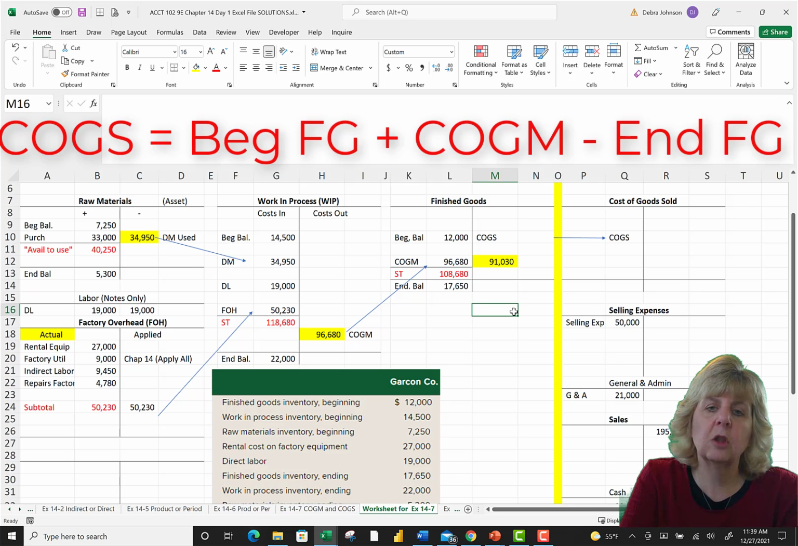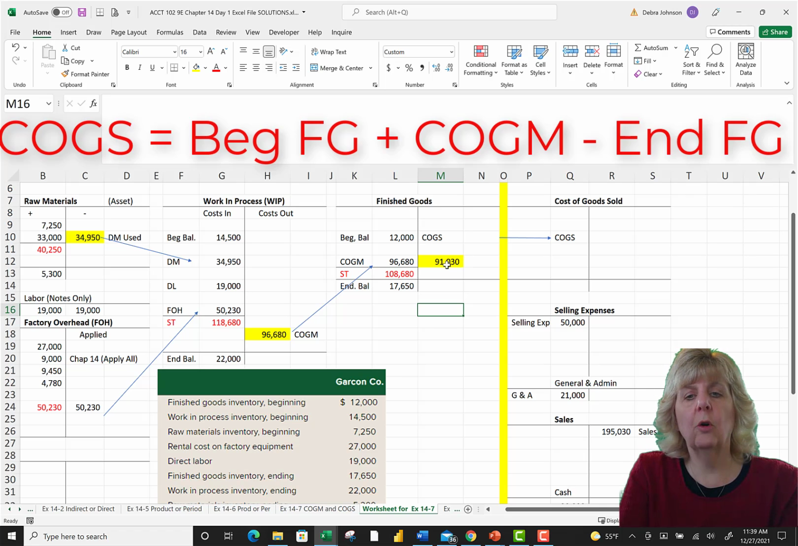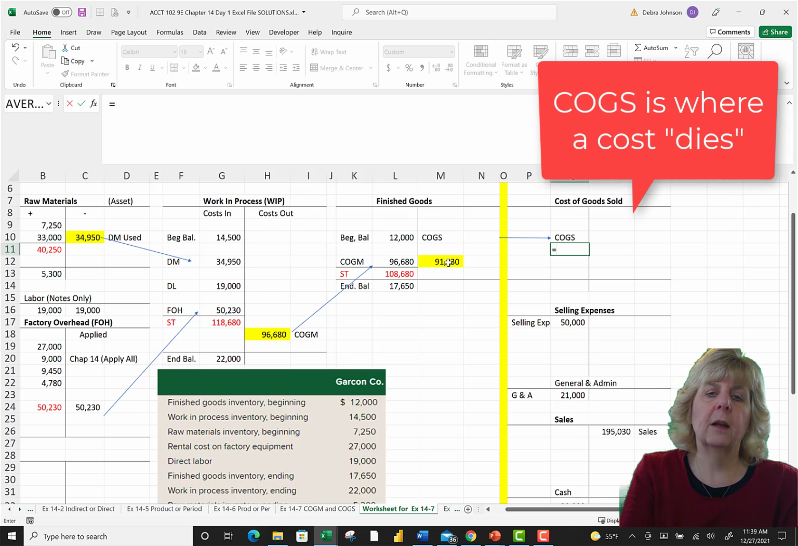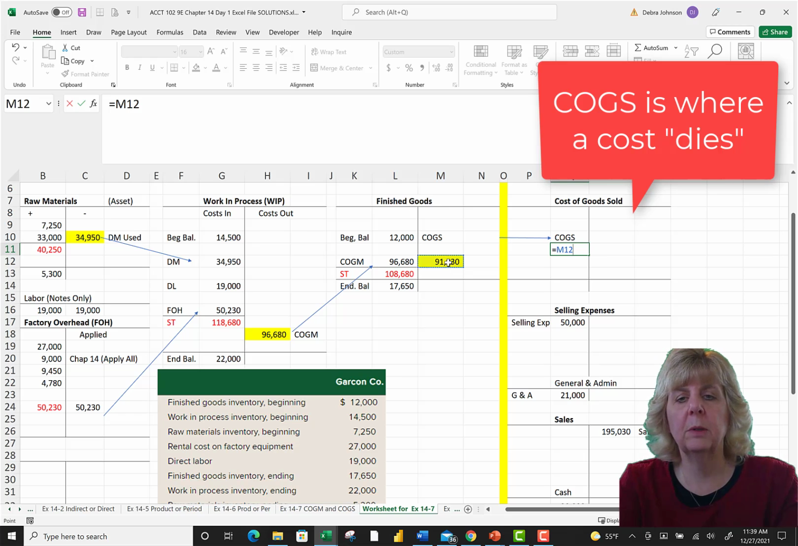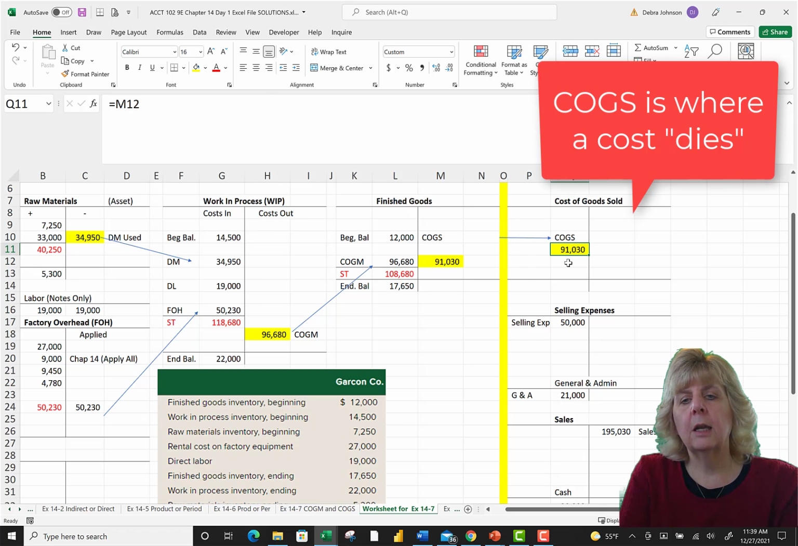What happens to those goods that are completed and sold? They go to their deathbed. So cost of goods sold is the amount that comes directly out of finished goods because it was sold to the customer. I'm going to go put a yellow box around it as well. 91,030. And what we've just done in this problem is we've tracked the costs from birth till death.